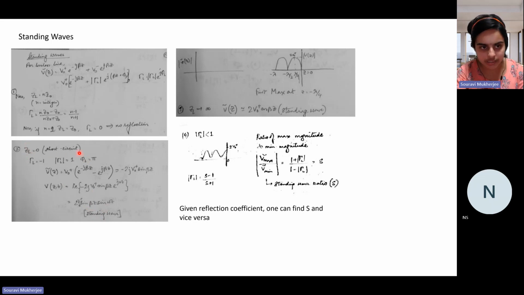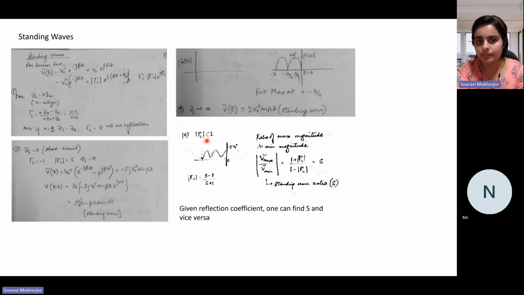So when it's a short circuit in the lossless case, you can get standing waves. Similarly, when ZL is infinity, that means when you have an open circuit, even in that case you have standing waves. And you can see that your voltage will have maxima and minima depending on the length of your transmission line.